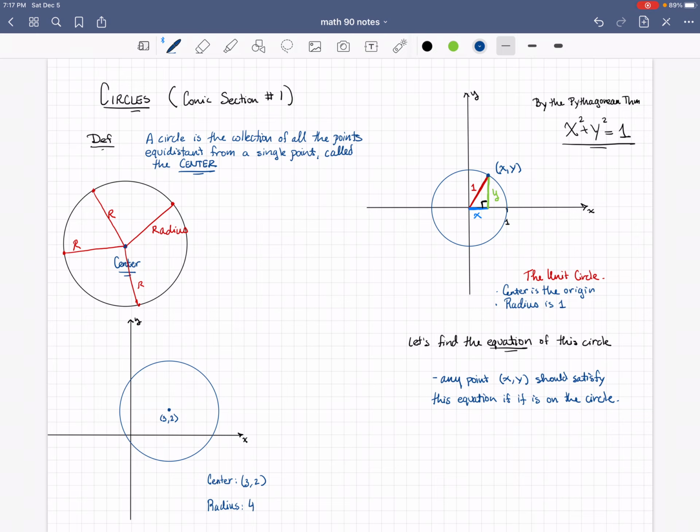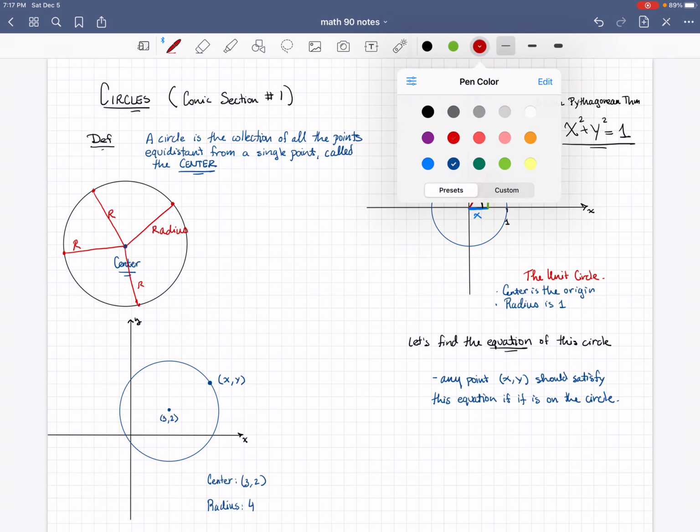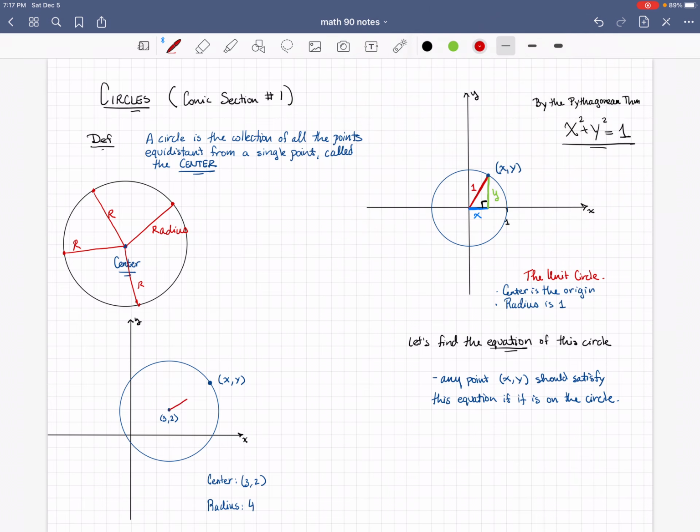Okay, well, I'm going to do exactly the same thing. I'm going to really lean into my definition. The definition says that a circle is the collection of all of the points equidistant from a single point called the center. So that means that if I pick any point on this circle, let's pick this one here and call it (x, y), and then consider the distance from my center to that point, that's the radius, and so that is 4.